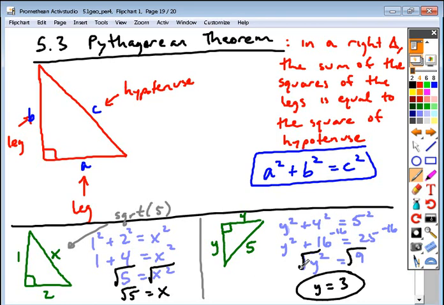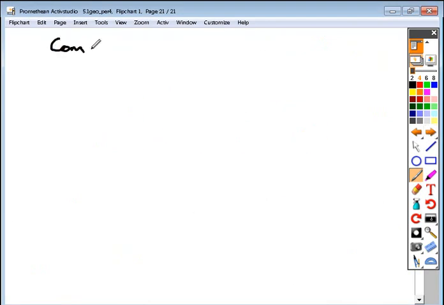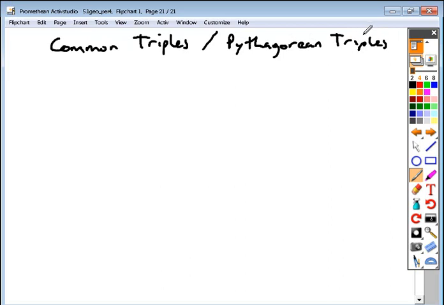You could, or some of you may even solve this without having to go through the math of it. Anytime you have three sides of a right triangle that are all integers, those are called Pythagorean triples or common triples. Be on the lookout for those. Again, they could also be called Pythagorean triples, but these are right triangles in which all three side lengths are integer values.